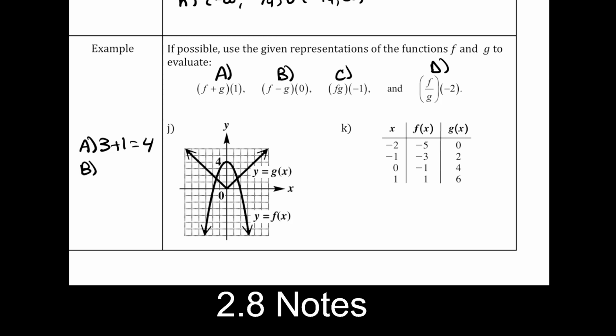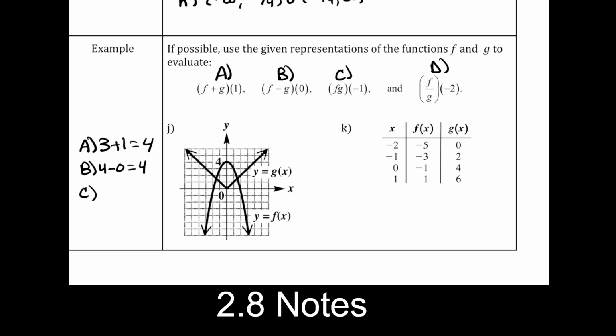Part B, f minus g of 0. F of 0, and I'm not going to trace the picture anymore, but f of 0 is 0, minus g of 0 is, f of 0 is not 0. I'm a complete and utter liar. F of 0 is 4, g of 0 is 0, and 4 minus 0 is 4.